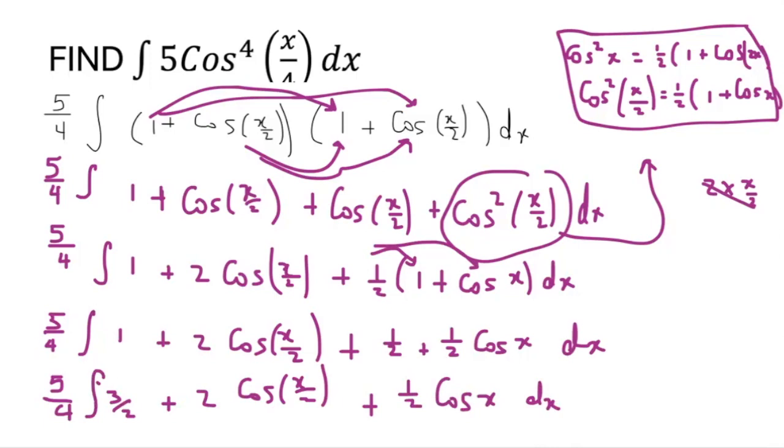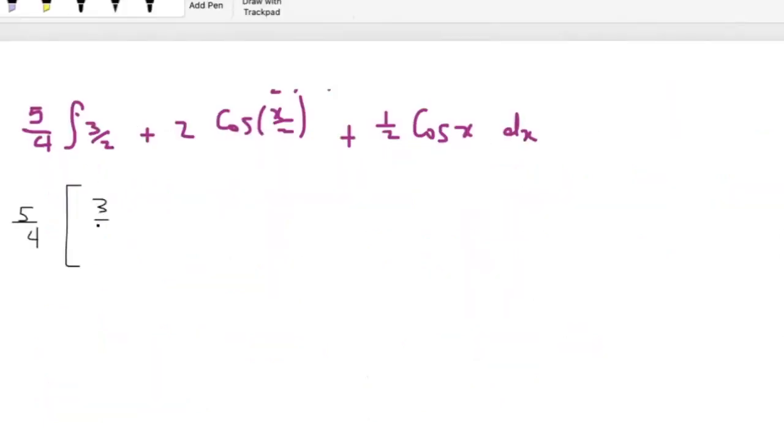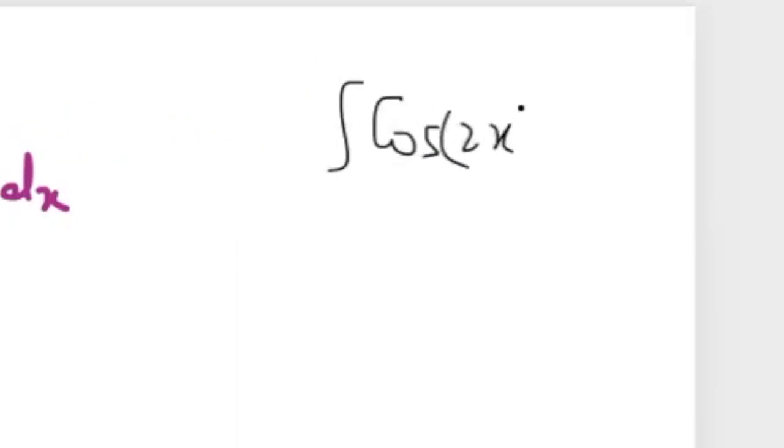And now we're going to integrate. So the integral of 3 over 2, that's 3 over 2 x. The integral of this, 2 cos x over 2. X over 2 is like a half x. So when I integrate this, it's going to be 1 over a half. And when you integrate 1 over a half, you're going to flip the fraction. For example, if you integrate cos 2x, we know it's a half sine 2x. Or put the 2 to be 1 over 2.